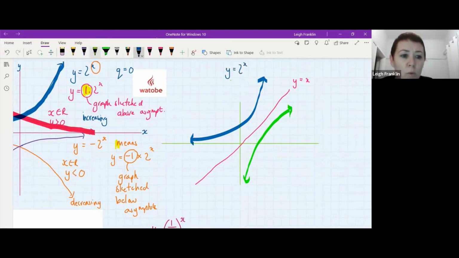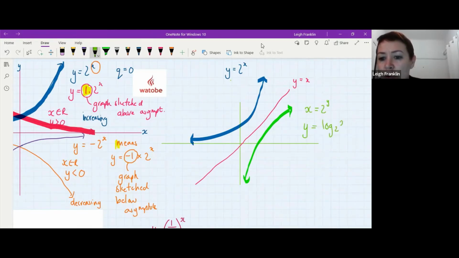So for the green one, what we would do is switch x and y around. So we would write x equals 2 to the y. And of course now, because we want to make y the subject of the formula, we've got to use logs. So we would say y equals log base 2 of x. Can you see how it's completely different?